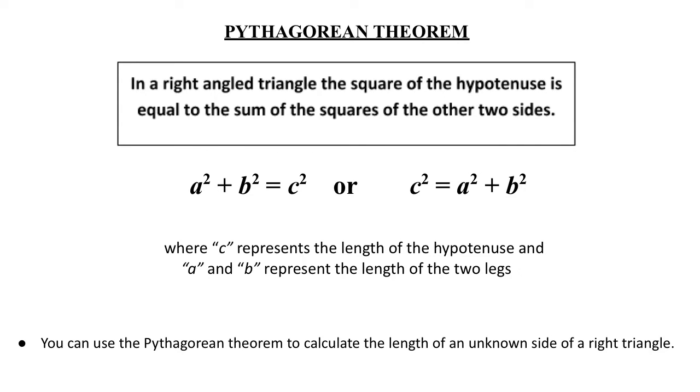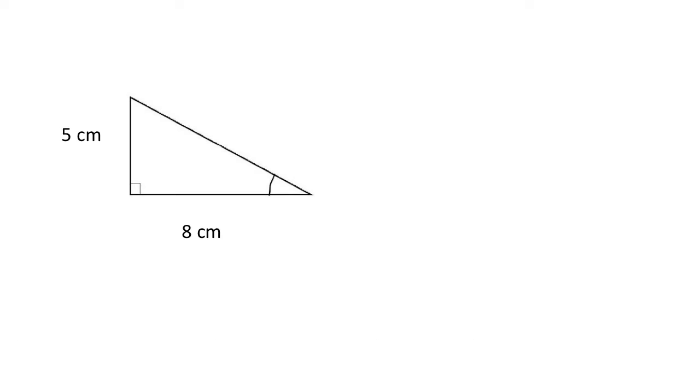Knowing this relationship, we can use the Pythagorean theorem to calculate the length of an unknown side of a right triangle. So let's go ahead and actually try a question where we can use the Pythagorean theorem. Here we have a diagram of a right triangle. And again, I know that this is a right triangle because I see the little square icon in the corner.